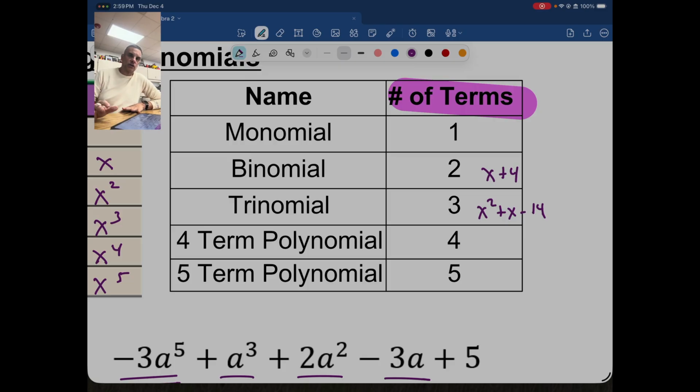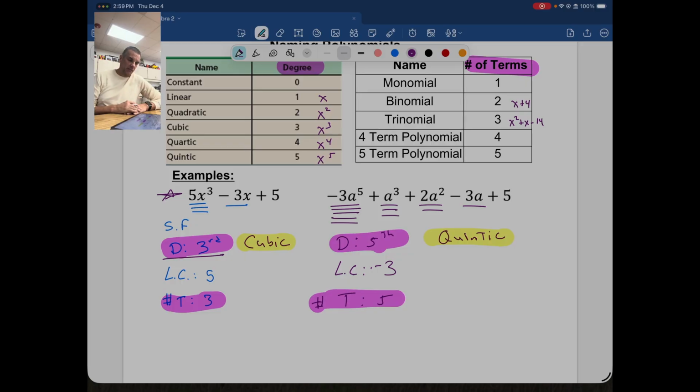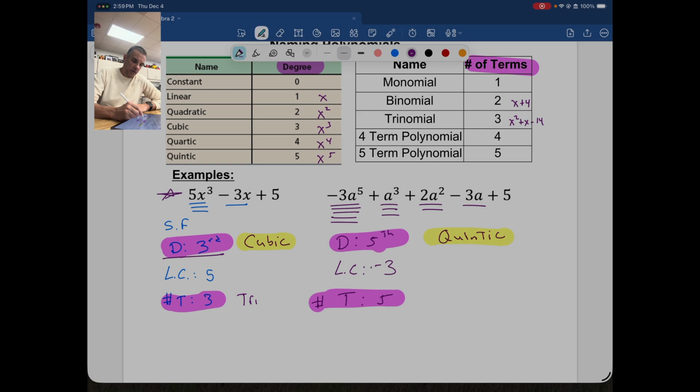So if it has 4 terms, it's a 4-term polynomial. If it has 5 terms, it's a 5-term polynomial. We only really care about monomials, binomials, and trinomials. Anything more than that, we're not going to worry about. So if we look at our first example again, it has 3 terms, so we would call this a trinomial, according to its number of terms.